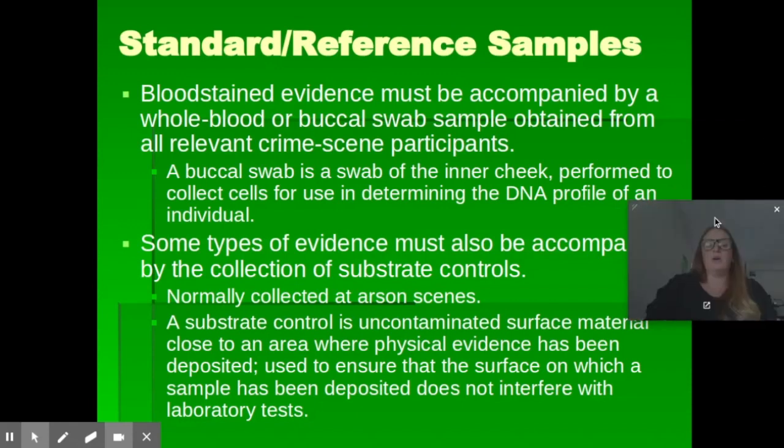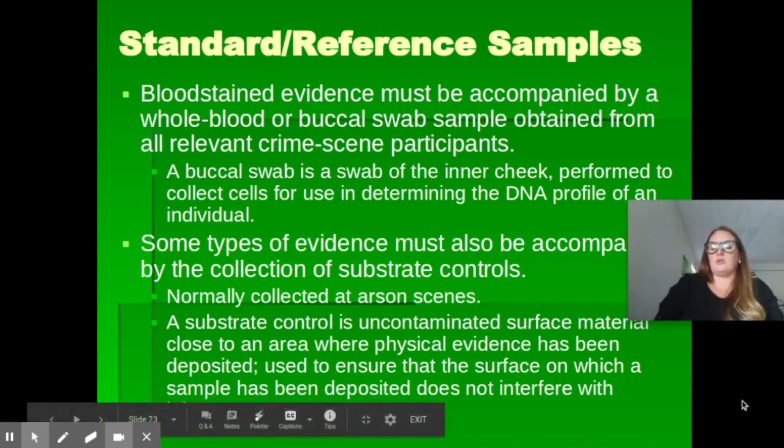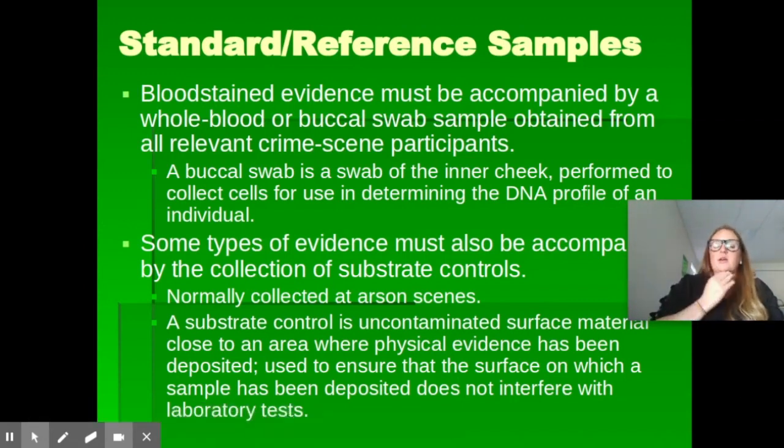So, for example, arson scenes. The substrate control is an uncontaminated surface material close to an area where physical evidence has been deposited. It's used to ensure that the surface on which the sample has been deposited does not interfere with laboratory tests. So you're testing the top of this table that's charred completely. Maybe you're going to take a sample of the bottom of the table where there's not as much char. So then you can say, okay, this XYZ that we're seeing in this charred sample is actually just from the table, and we don't have to worry about that. But these other things are from the fire or from other pieces of evidence that are important there, because they're not on the underside. They're not on the part that wasn't as badly damaged.